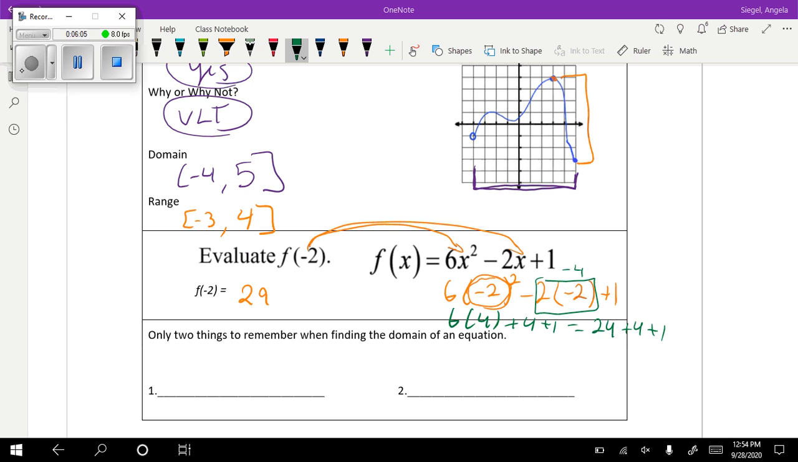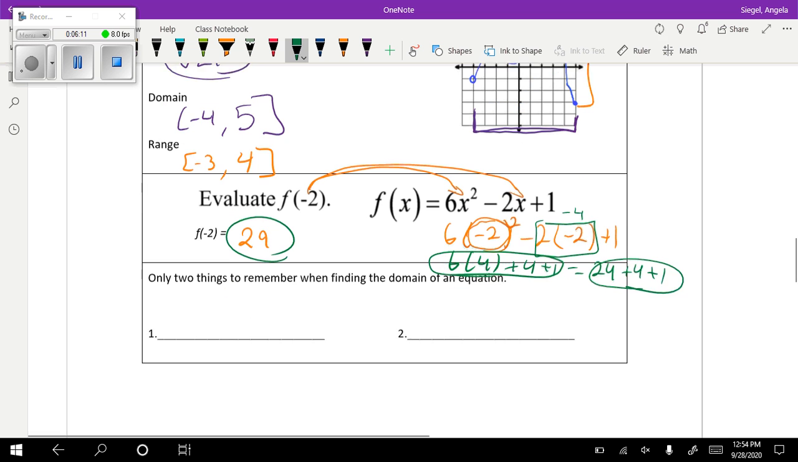Okay, so I put my thought process out here. So this is kind of my second step. I just combine like terms. I ended up getting 29.